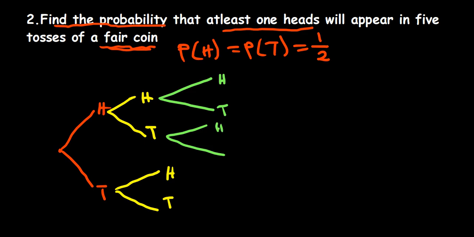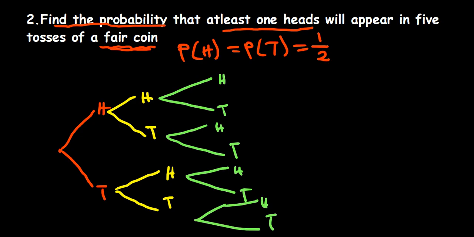So this is the third toss: head, tail, head, tail. Even this one here we are going to experience head and tail. Then we just continue this same process. It means in the fourth toss we are going to have head, tail, just like that. Even here you add to the tree diagram like that.